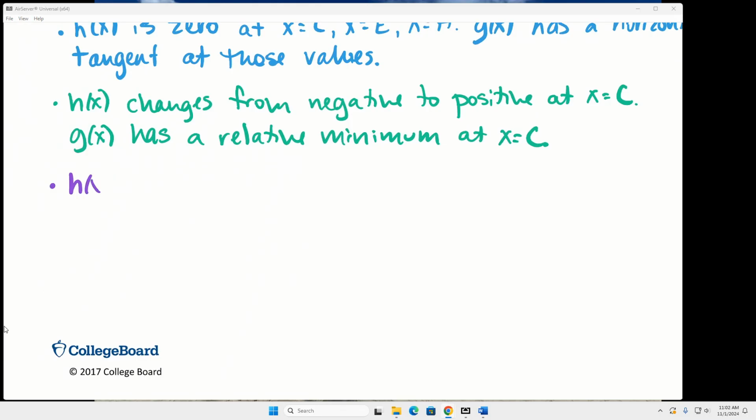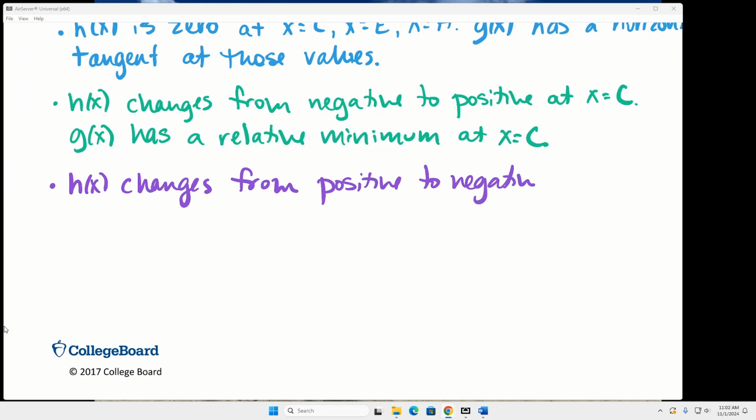All right, so h of x changes from positive to negative at x equals h. And then g has a relative maximum there.